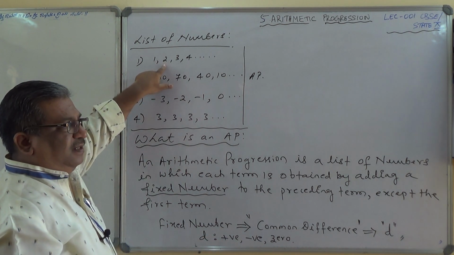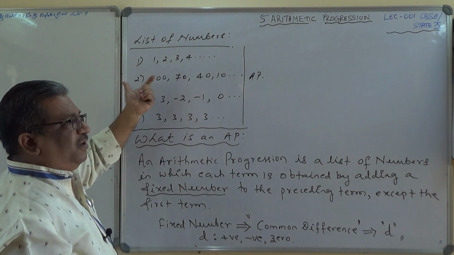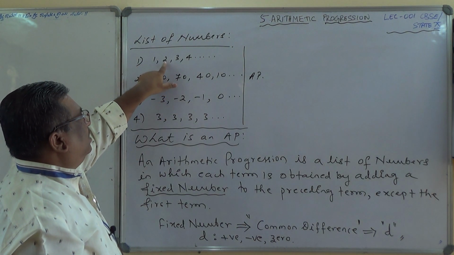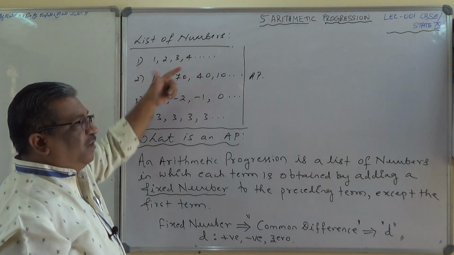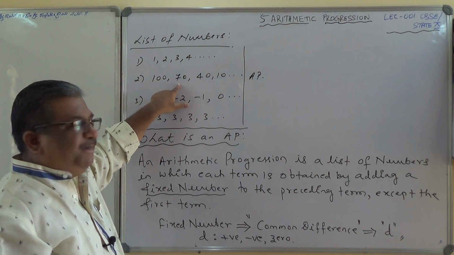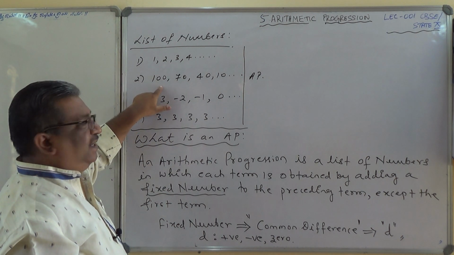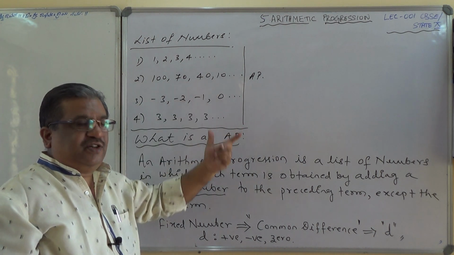In this case, the common difference is positive. 2 minus 1, is it? That's how we are getting. How do you get the common difference? This minus this, this minus this, this minus this. We are getting common difference, which is plus 1. Here the common difference is minus 30. 70 minus 100, minus 30. So everywhere I am adding minus 30 to get the next term.